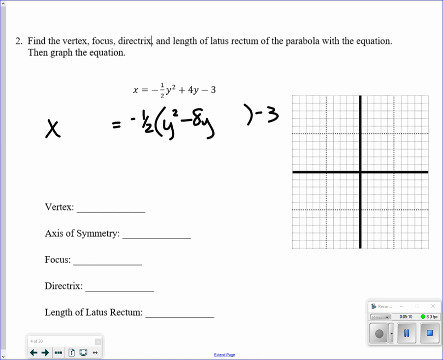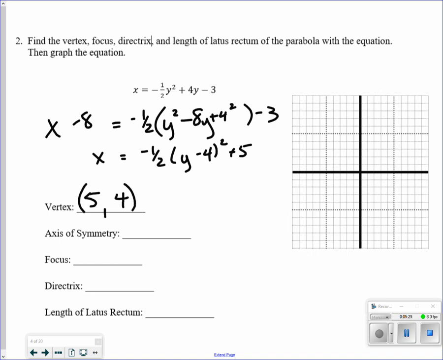And so then 8, I would add 4 squared, but on the other side, it's 4 squared times negative a half. So this would be negative 8 on the other side. Y minus 4 quantity squared. Adding an 8, I get 5. So now I have at least put it in the correct form. The vertex is 5 for y and 4 for x.